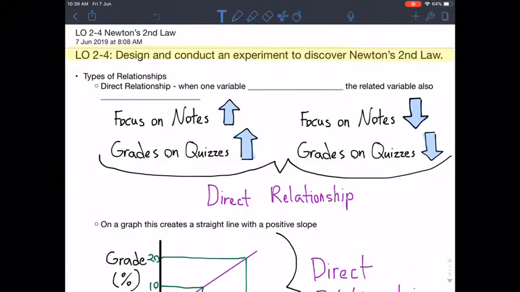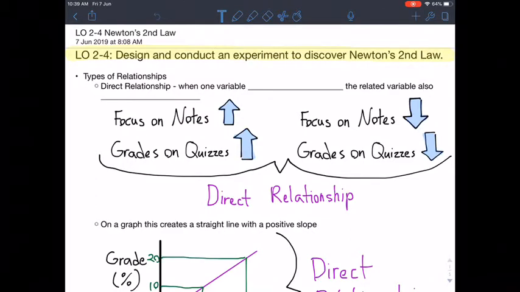All right, so in this video, we're going to be talking about Learning Objective 2-4. The learning objective itself says to design and conduct an experiment to discover Newton's second law. That experiment is what we're doing with the cart and the string and the masses. And so to truly meet this learning objective, you have to do the experiment as well.